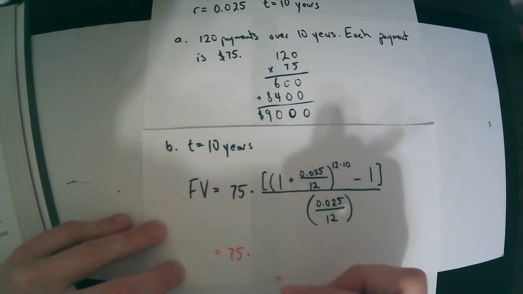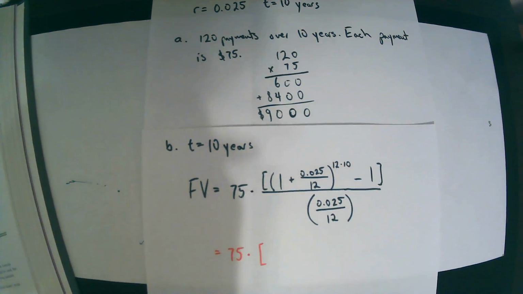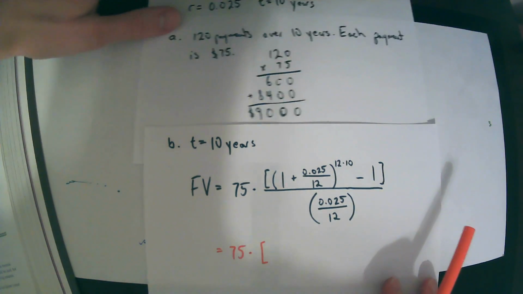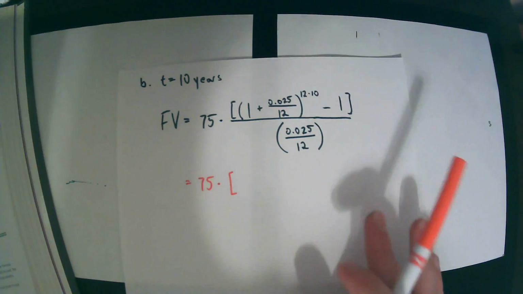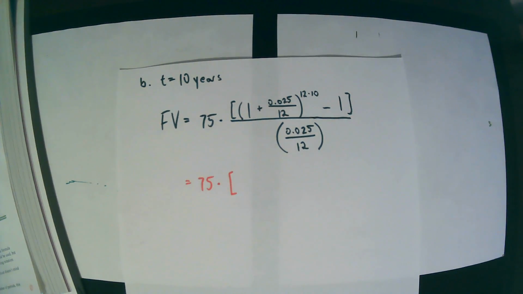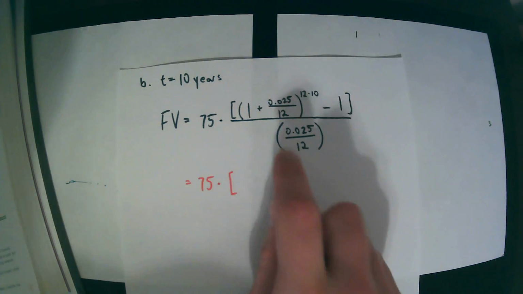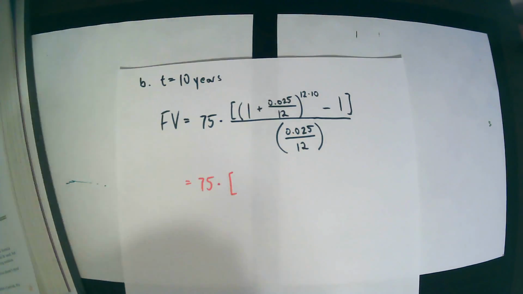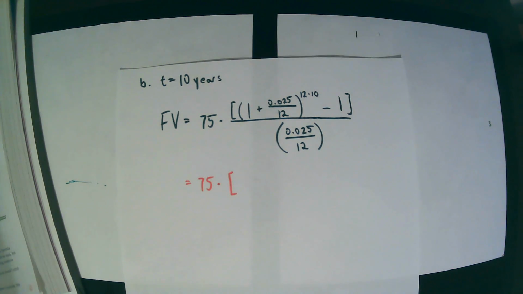Oh, I'll also subtract 1 from it too. That's easy enough. So I already know 12 times 10 is 120, so I won't use the calculator for that. But I will say 0.025 divided by 12. Then I'll add 1 to it. Still working inside the parentheses, so I added 1. Now I'll raise that number to 120. Okay, and then I'll take 1 away from it, minus 1.